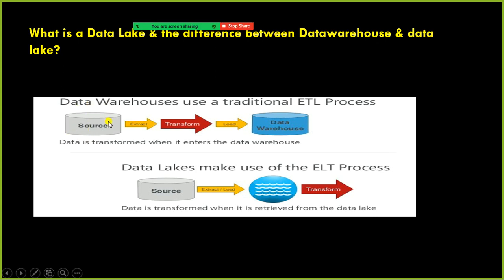Already this OLTP system is burdened, because many people are accessing it. Already it is burdened with a lot of IOs and other things. Some customers are ordering, some are modifying their order, some are cancelling it, and some are raising a request for return. So in that case, it is already overburdened.